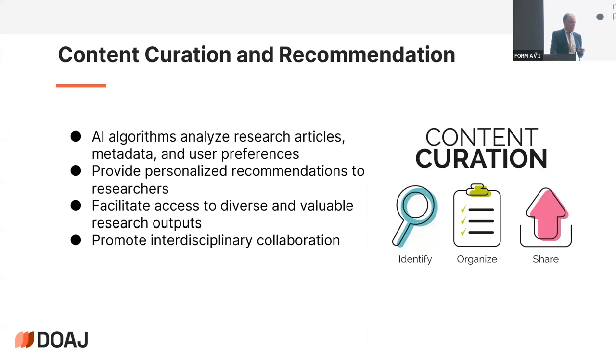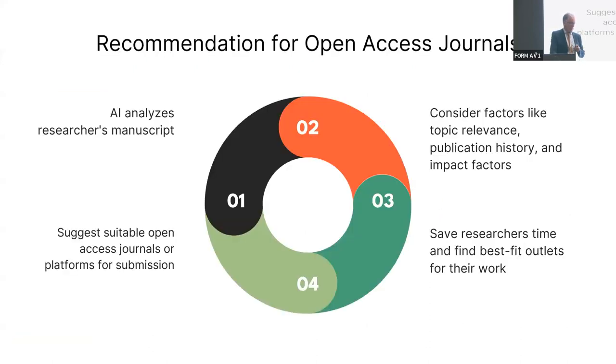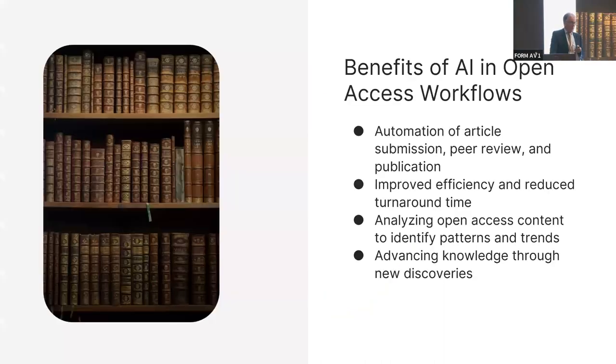Content curation and recommendation can facilitate access to diverse and evaluated research output, and also promote interdisciplinary collaboration. For recommendation for open access journals, we consider factors like topic relevance, publication history and impact factor. It's important because researchers look for trusted journals with impact factor, so it saves research time and helps find the best fit outlet for their work.